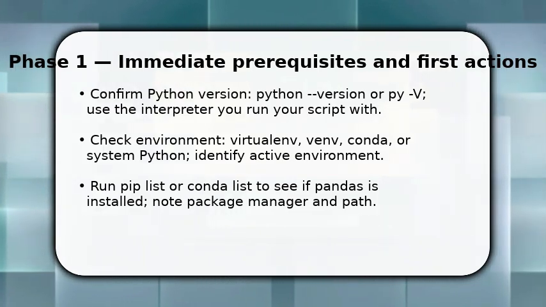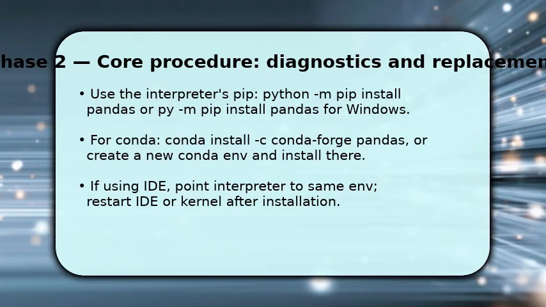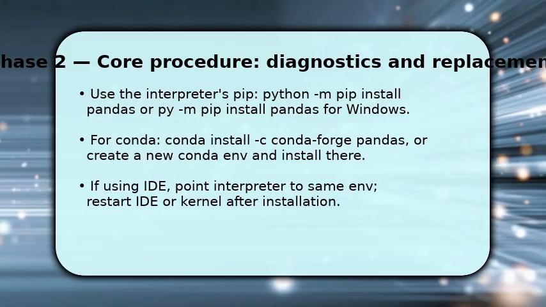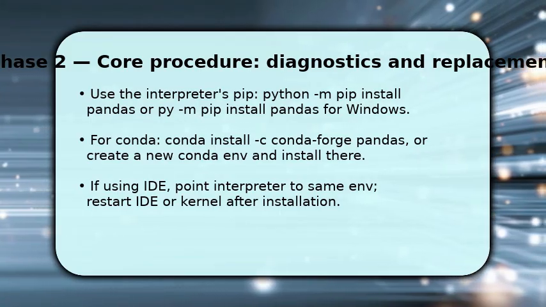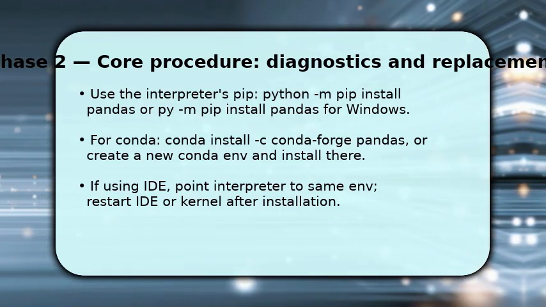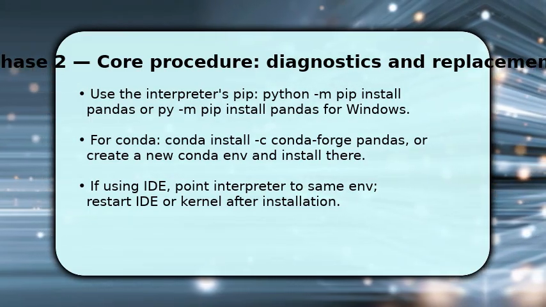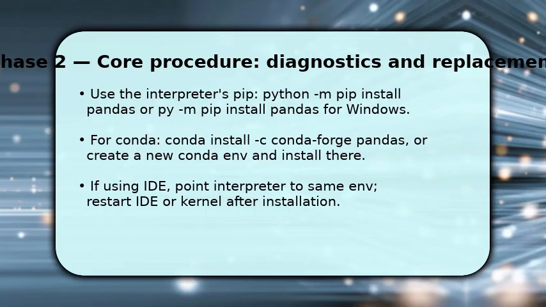Now install Pandas using the same interpreter you checked. Run python -m pip install pandas so pip targets that Python. On Windows, use py -m pip install pandas if you rely on the Py launcher. For conda users, run conda install -c conda-forge pandas or create a named environment and install there.